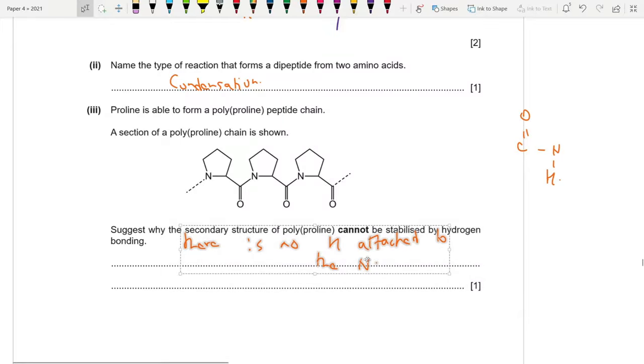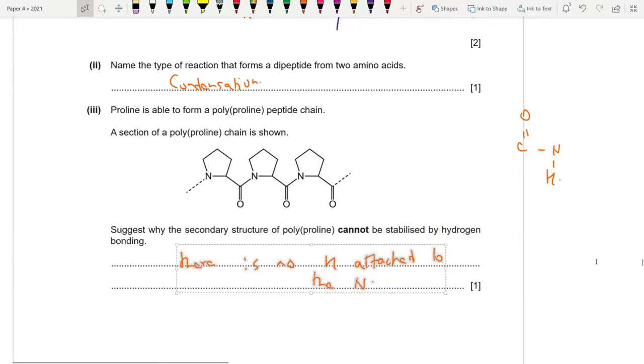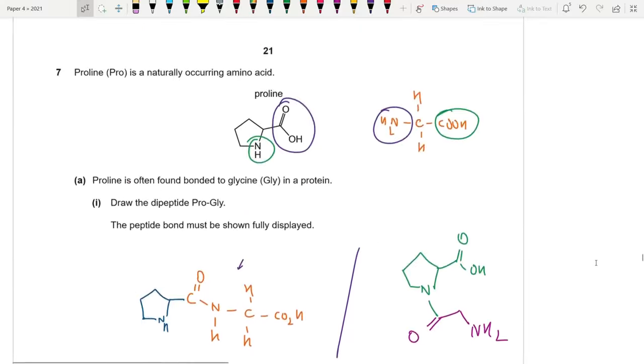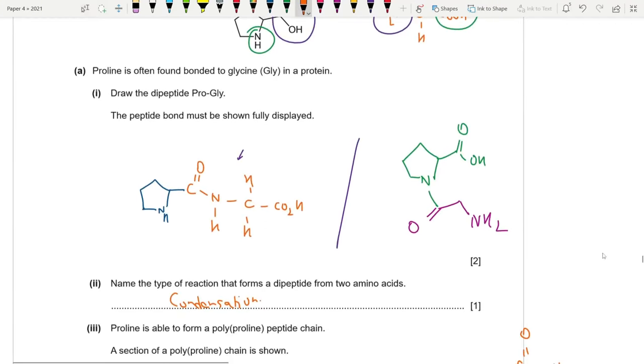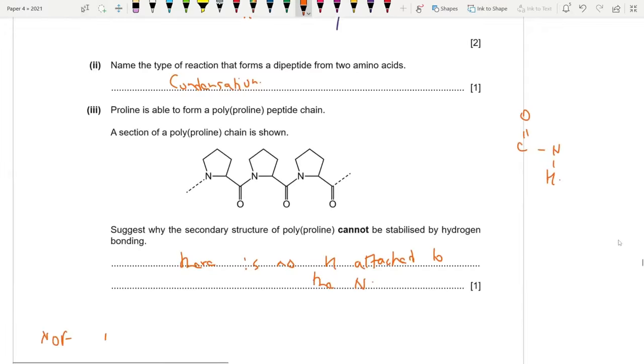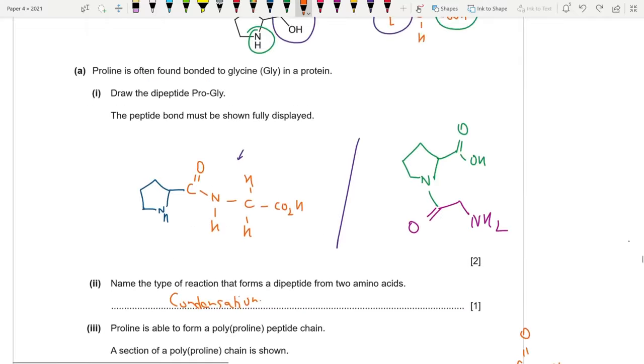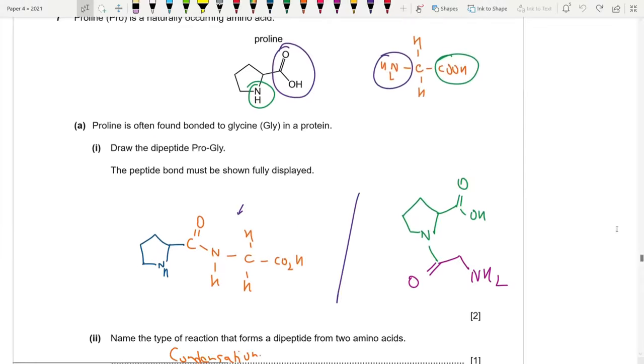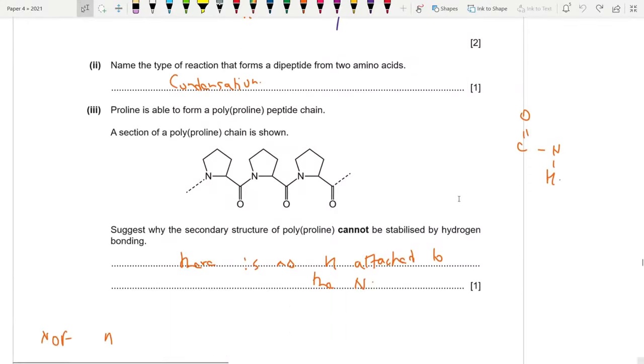Remember, hydrogen bonding is present in the secondary structure of proteins between the CONHs of the compound. For hydrogen bonding, you need three elements basically, N, O, F, and you need a hydrogen attached to any one of them. So we do have nitrogen, right? And we do have oxygen, but we don't actually have a hydrogen attached directly to them, unlike Pro-Gly. See, here we had a hydrogen attached to nitrogen. That's why Pro-Gly could be stabilized by hydrogen bonding, but not polyproline, because the nitrogen does not have a hydrogen linked to it directly. Understood?